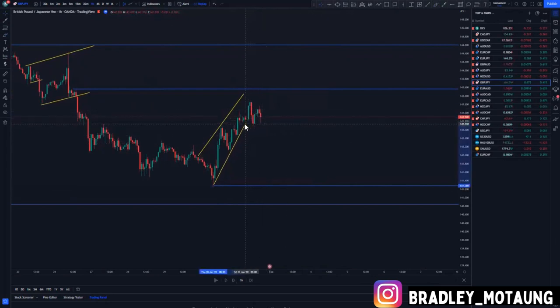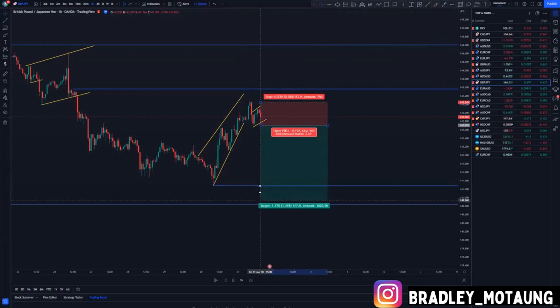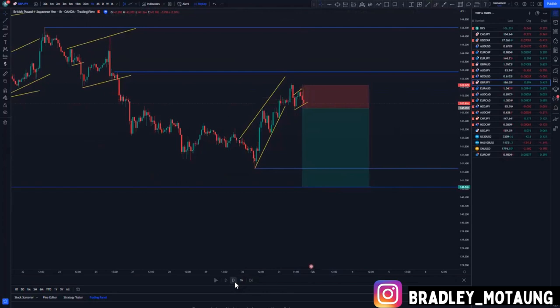Let's check. 1, 2, 3, 4, 5, 6. So it's enough for us to take a tie flag now. Do it like this, push it back. This is a tie flag. It's not picture perfect, but we can just take this one now. Instead of a break and a retest, 2.6, 3.4%. So yeah, it's fine.